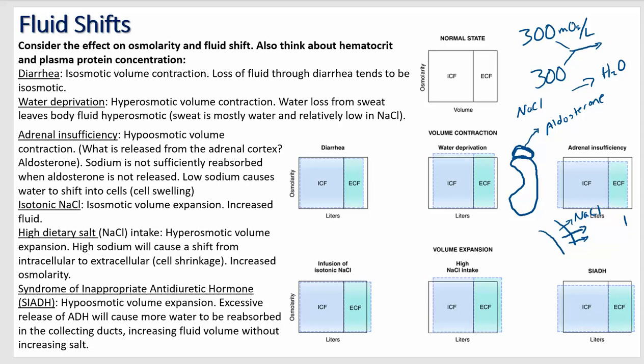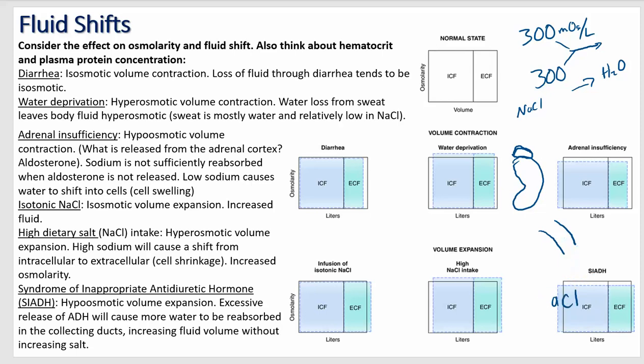Now, what if the adrenal glands stopped working? Ooh, my kidney just went away. That's not good. Our adrenal glands stopped working, and we stopped making aldosterone. Then we're also going to stop reabsorbing sodium, and we're going to lose that sodium in urine. So we now have sodium in the urine. Sorry, I'm writing over things, but that's what we're talking about.